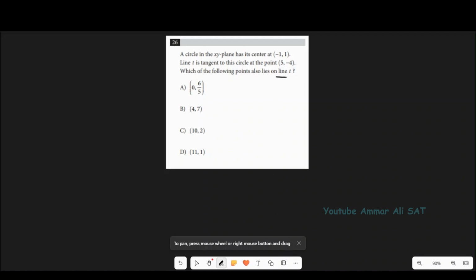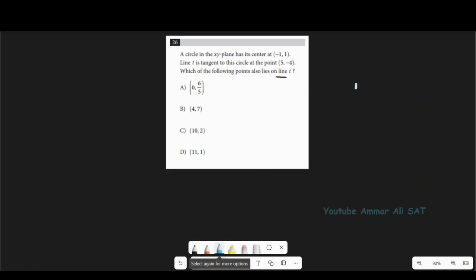So this is a geometry question, and anytime you have a geometry question, you will really benefit by drawing it out, right? It's the second to last problem on the module, so it's going to take you a little bit of time, but that's okay. Basically we're told that we have some point, (-1, 1), and then there's another point on line T, which creates this tangent line, right? So I'm going to draw that nice and straight.